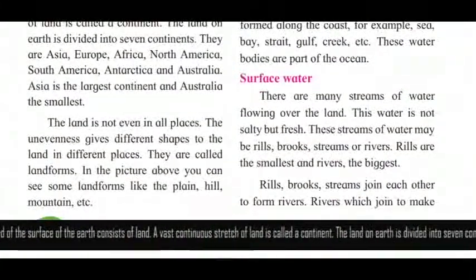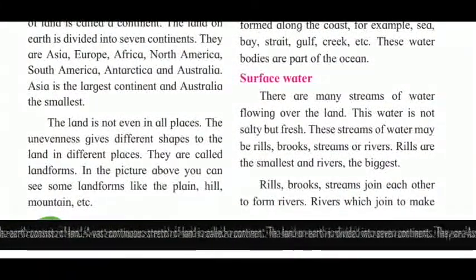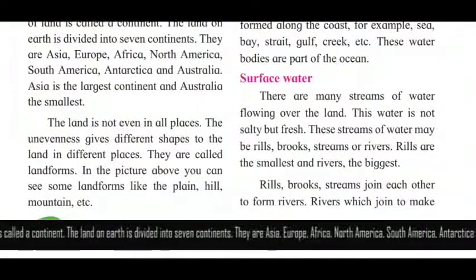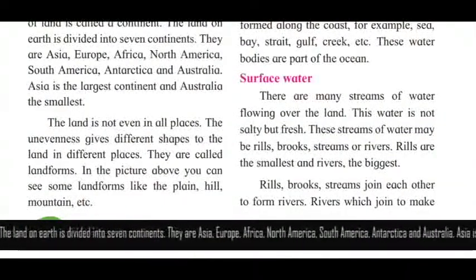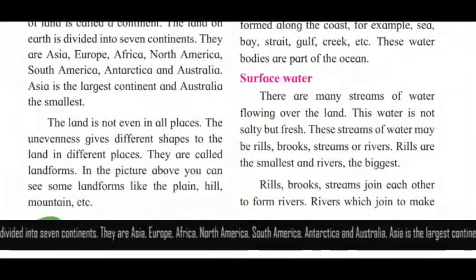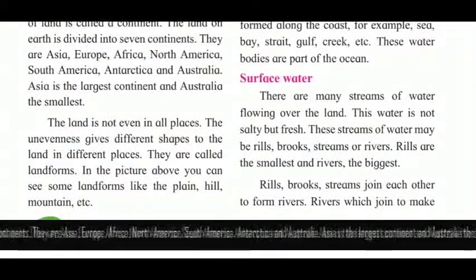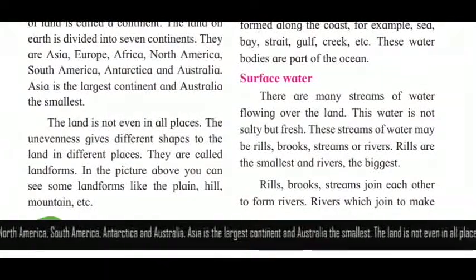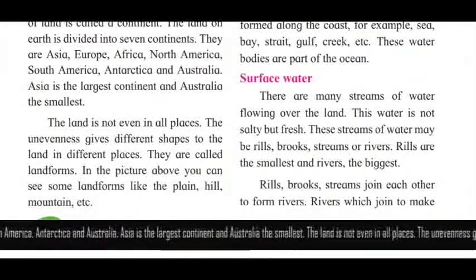The land on Earth is divided into 7 continents. They are Asia, Europe, Africa, North America, South America, Antarctica and Australia. Asia is the largest continent and Australia the smallest.